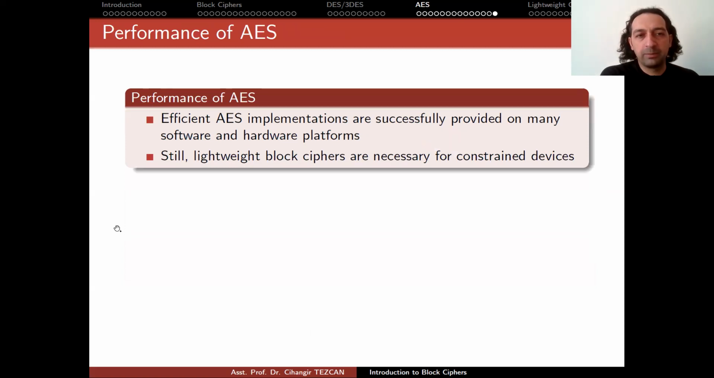So finally, let's talk about the performance of AES. Efficient AES implementations are available on many software and hardware platforms. You can see very good optimizations for almost every environment. I think you can even have hardware implementations as low as 2,400 gate equivalents and so on. But still, lightweight block ciphers are necessary for constrained devices.